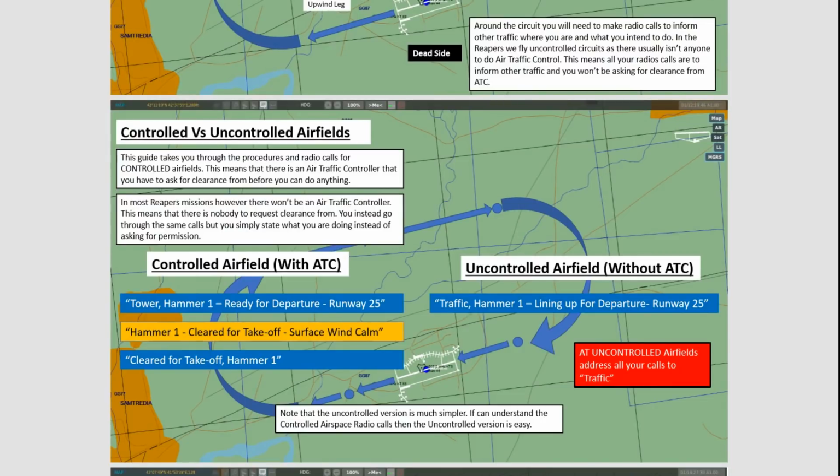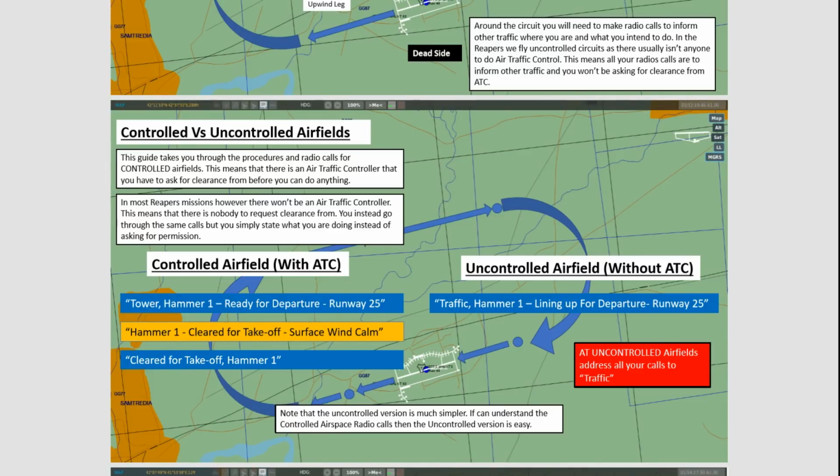So in the Reapers we won't always have somebody to do air traffic control. Today we will have air traffic controllers, and if you can understand how it works with an air traffic controller, then uncontrolled is dead easy, because all you're doing, instead of asking for permission, is just stating what you're doing. So the example here is air traffic control.